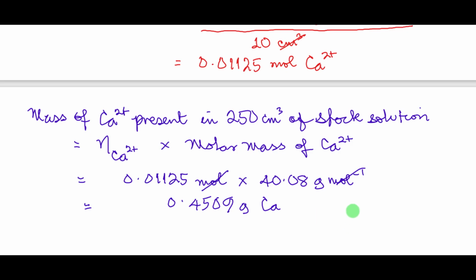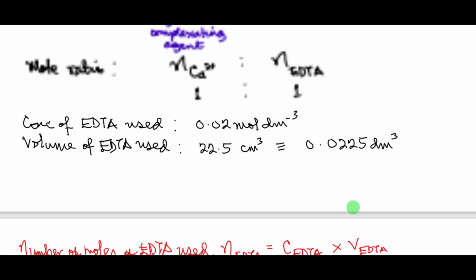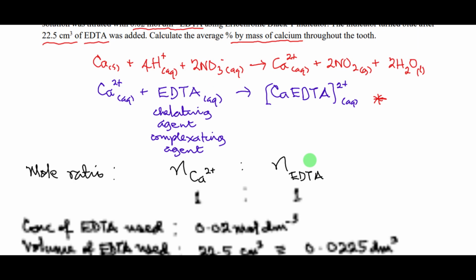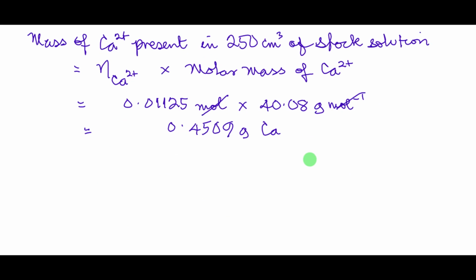Good. Now let's come back here. Since the question was given to us in 2 decimal places, the mass given to us in 2 decimal places, then we should also take the mass here to 2 decimal places. And if we do that, that will give us approximately 0.45 grams of calcium ion that was present.